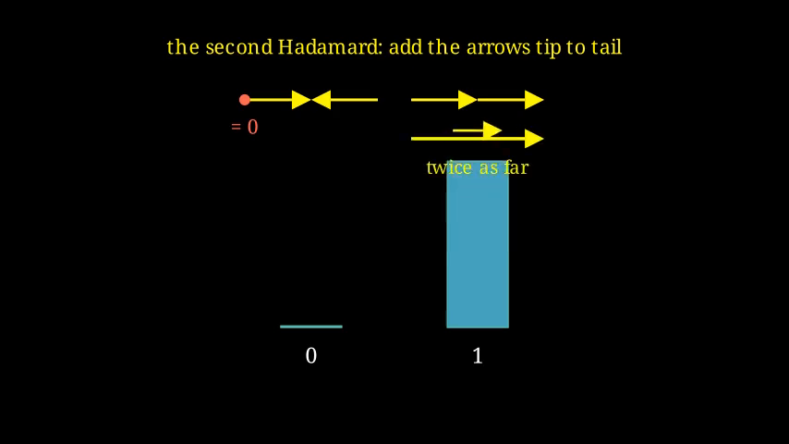Tip to tail they reach twice as far, and the bar climbs to full height. 1 bar cancelled, 1 bar reinforced. That is interference, and we arranged it on purpose. So we started certain of 0, and now we are certain of 1, with no randomness anywhere.